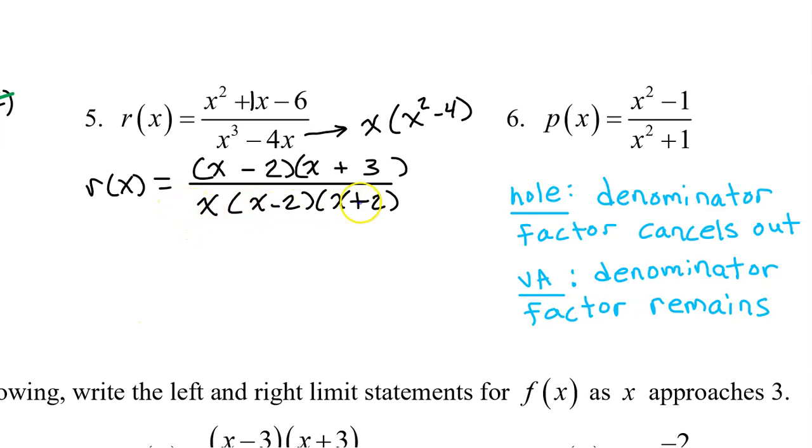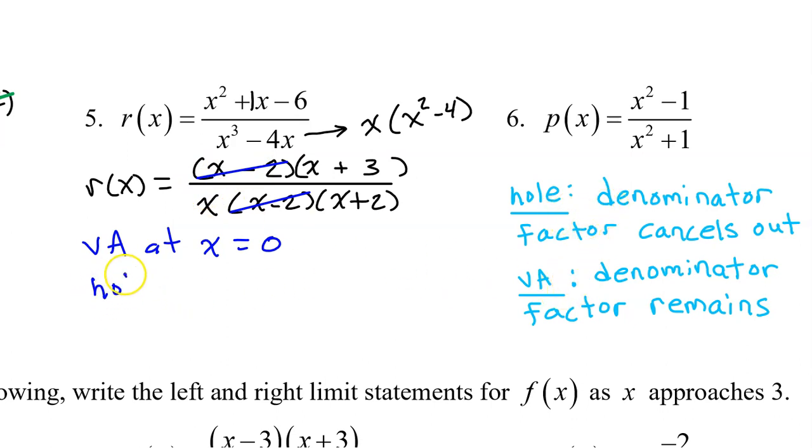Now focus on the denominator. The factor of x does not cancel out with anything. So that's going to give us a vertical asymptote. So we have a vertical asymptote at x equals 0. The factor of x minus 2 cancels out with a factor in the numerator. So that's going to give us a hole.